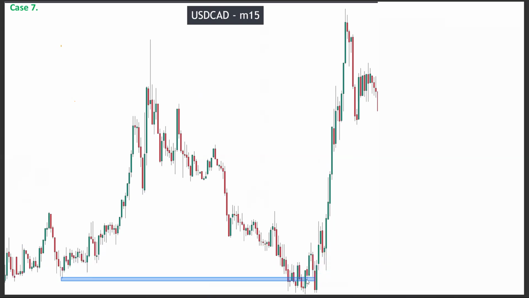You can see price came into it, price faked out a bit. But I normally advise you to add 10 pips to your stop. That would have covered this fake out and you'd still have gotten in and had your strong profits. So I think I'll do seven for this video then, and in the next video I'll look at more cases.